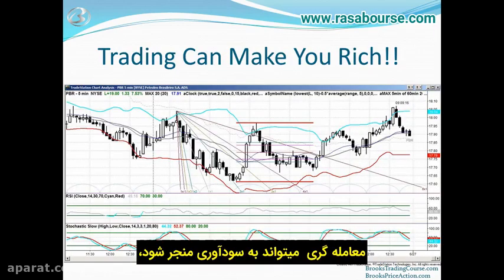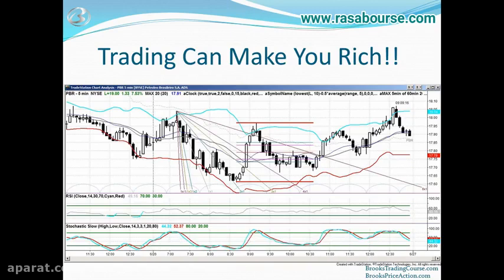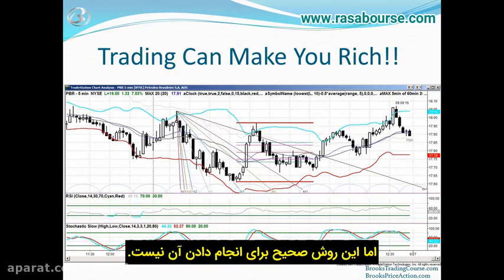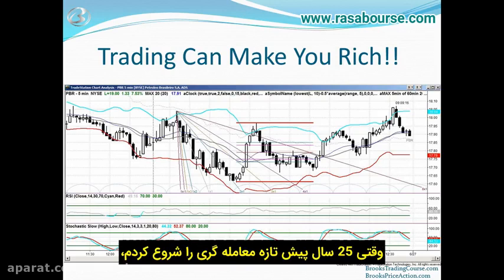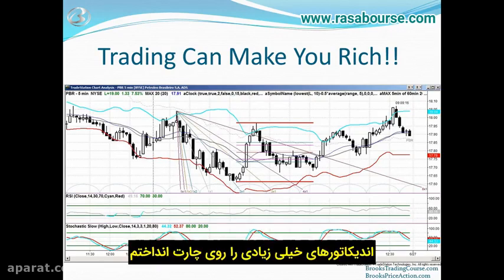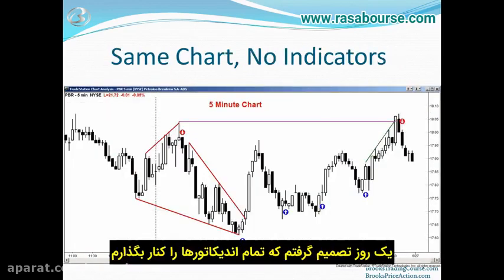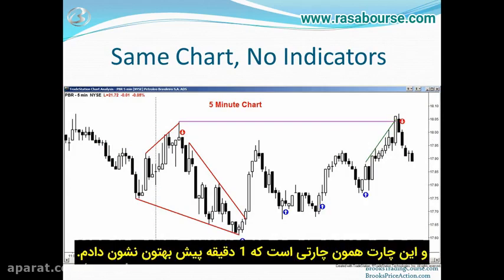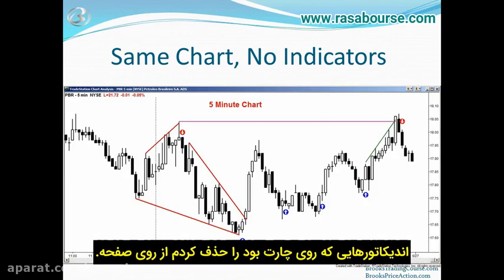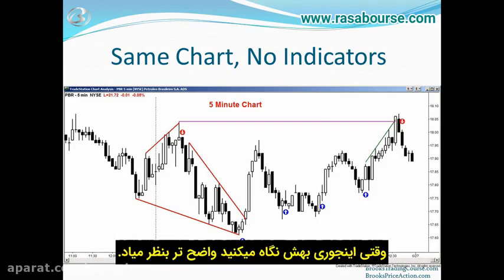Okay, trading can make you rich, right? However, this is not the way to do it. When I first started trading 25 years ago, this is pretty much what I did. I put many indicators on my charts and hoped that they would make me rich, and I lost money. And one day I decided to get rid of all the indicators and just look at the charts. And this is that same chart that I just showed a minute ago, but without all the indicators on the chart. And when you look at it this way, it looks pretty clear.